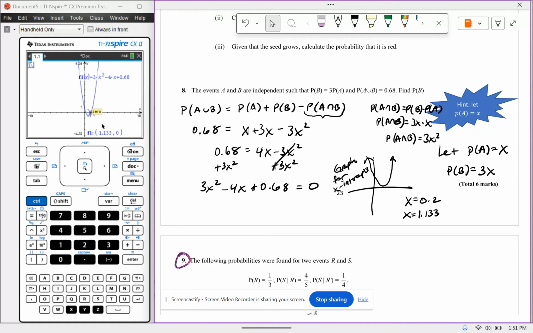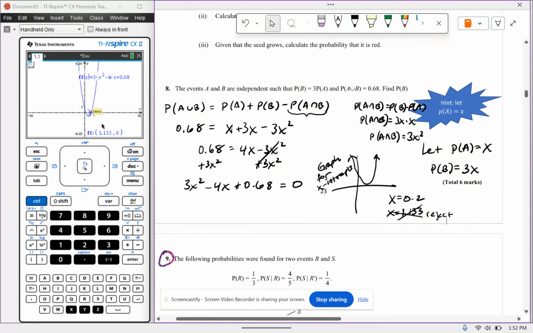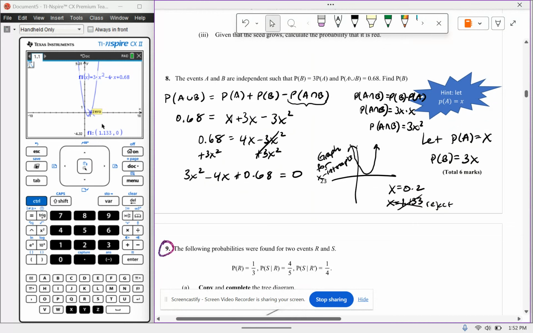How did you know 0.2 was the answer? Probability can't be one. You can just write reject, meaning I think it's a failure. It is an abject failure. And then we are taking 0.2. But what is x? X is the probability of A, right? What did the question ask us to find? So the probability of B is just 3 of those.